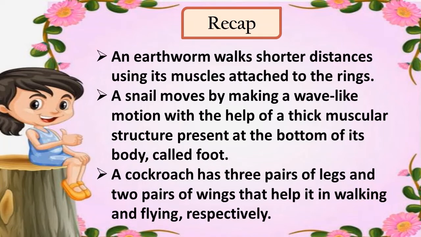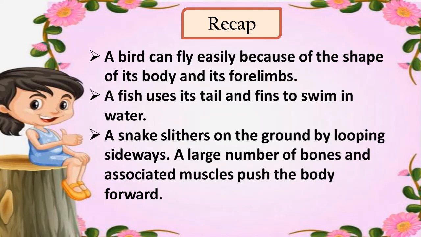A cockroach has 3 pairs of legs and 2 pairs of wings that help it in walking and flying respectively. A bird can fly easily because of the shape of its body and its forelimbs. A fish uses its tail and fins to swim in water. A snake slithers on the ground by looping sideways. A large number of bones and associated muscles push the body forward.